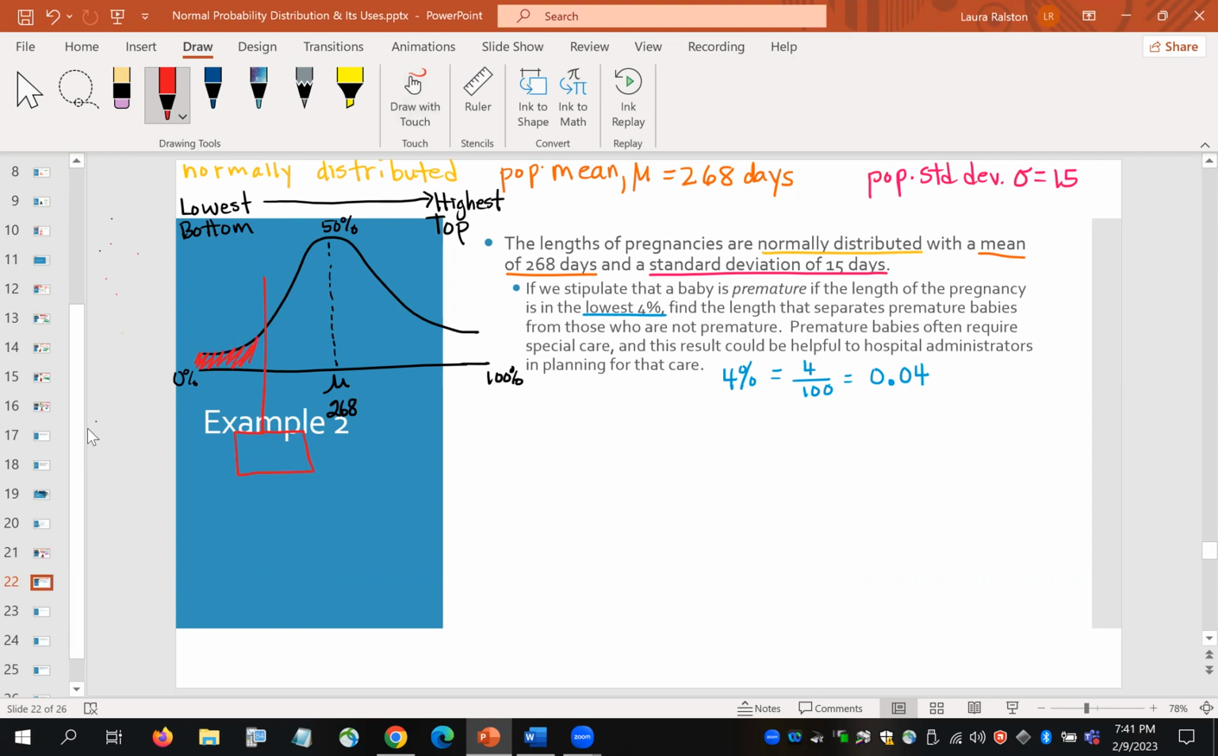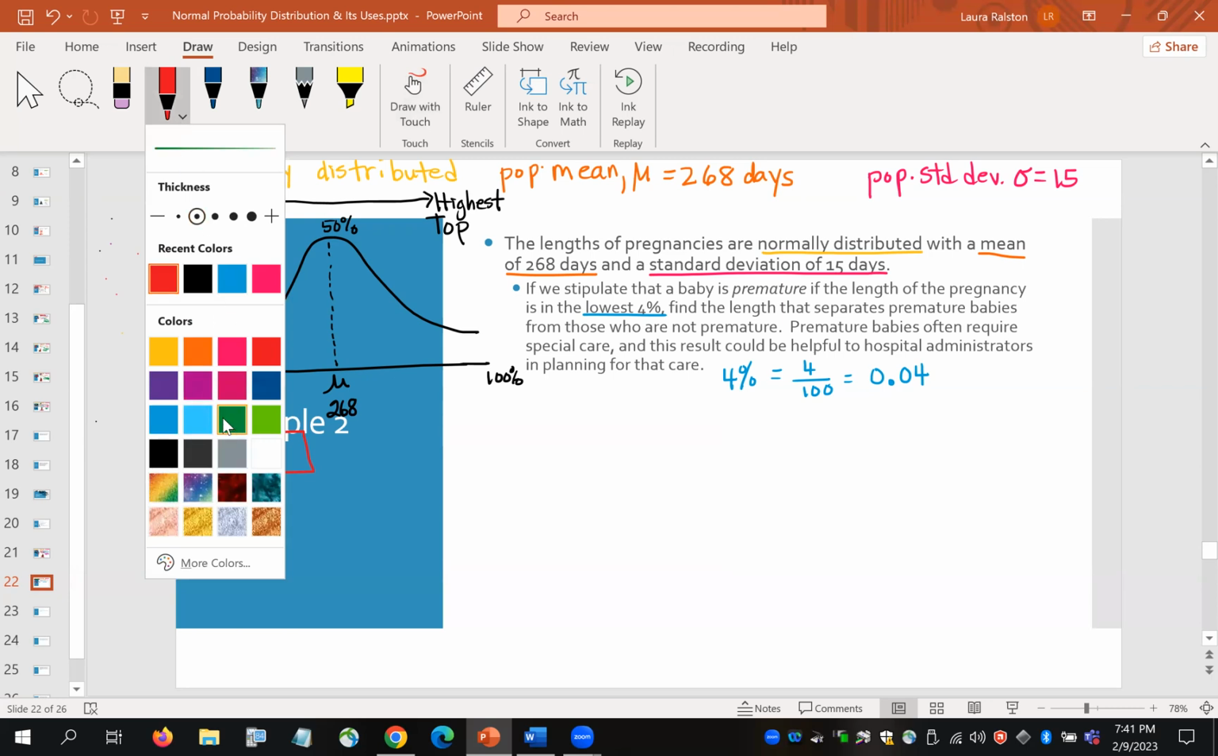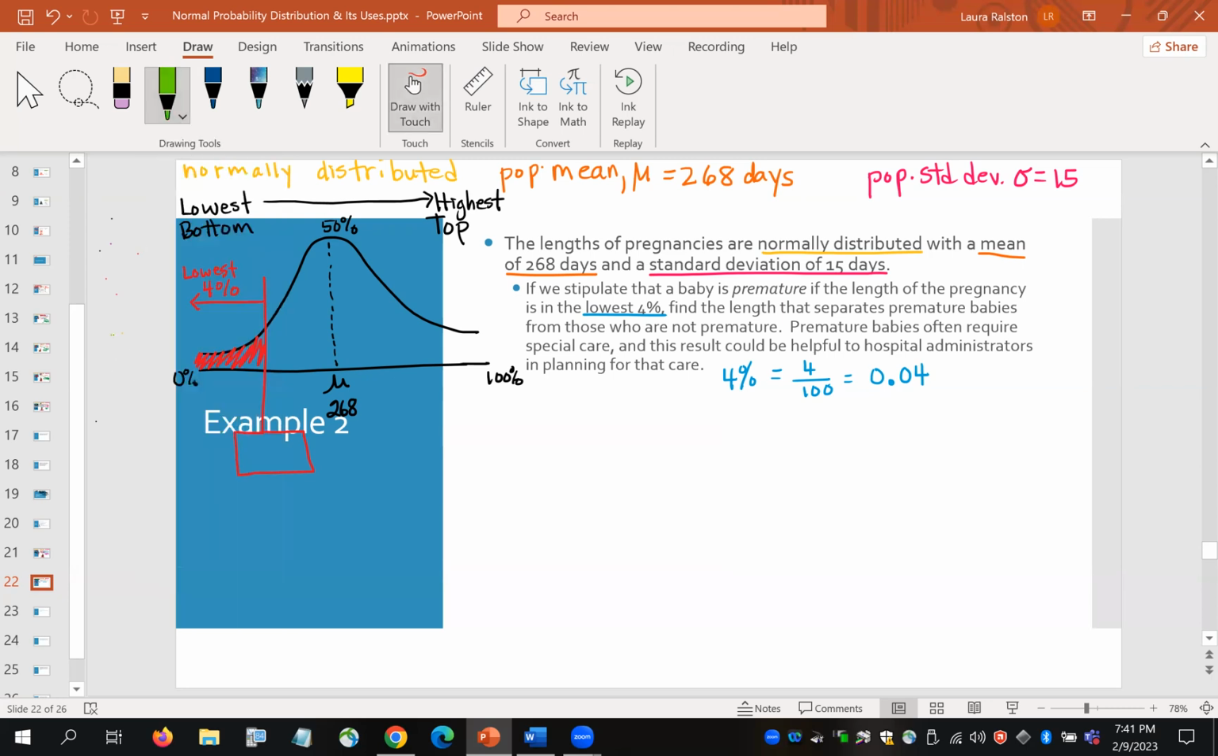And in this region to the left of that cutoff is the 4%. So this would be my lowest 4%. And babies born prior to that number of days would be considered premature. So these would be my premature babies. And anything over here is not premature based on the definition that we have.